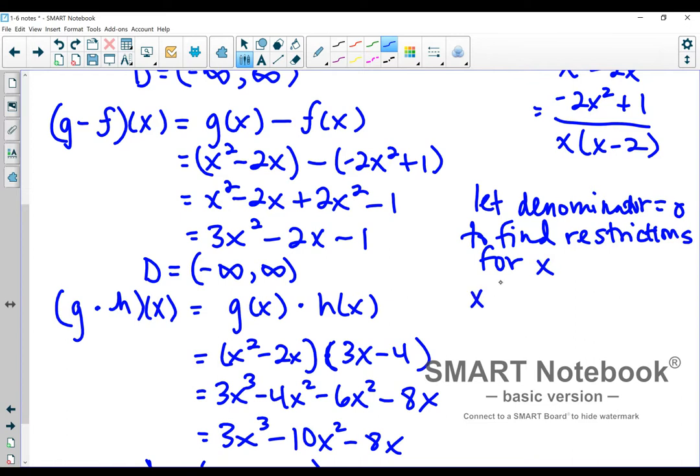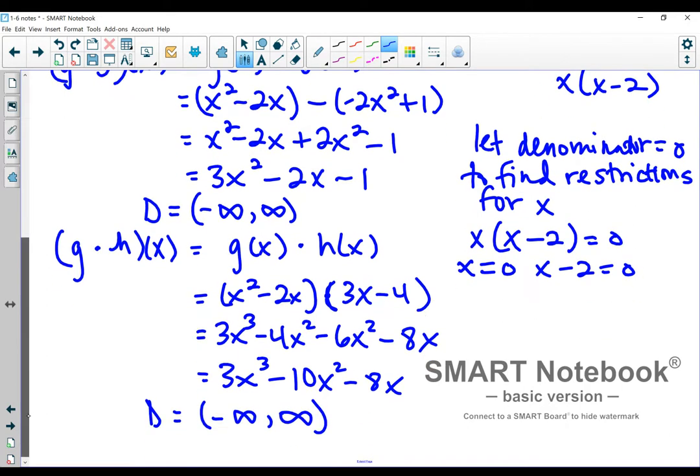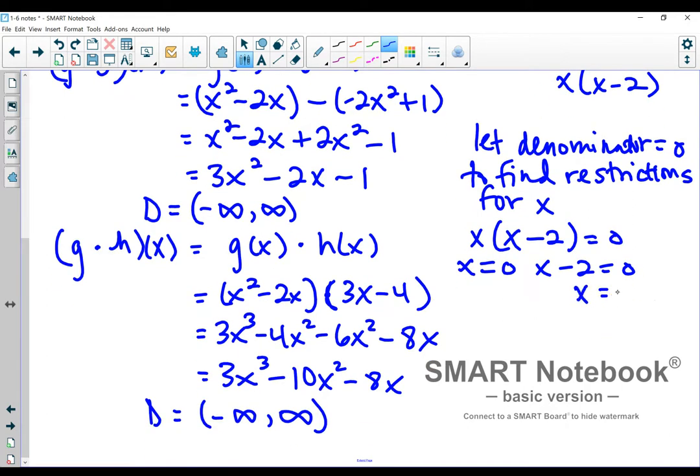So if I have x times, and again, you don't have to show this, you can just look at this, but some of us need to remember where it comes from. So x is 0 or x minus 2 equals 0. So x is 0 or x equals 2. And so if I'm thinking about this on a number line, I can't actually be 0 and I can't actually be 2, but x can be everything else, right?